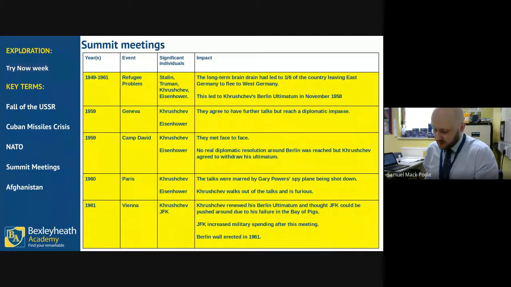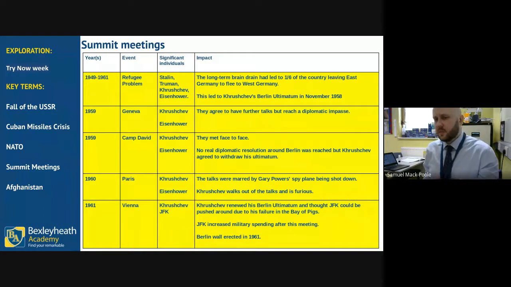Also, because the Bay of Pigs invasion failed, Khrushchev thinks JFK is quite weak. Now, JFK is not very happy with how that summit meeting went. And so he increased his military spending by $2 billion after that meeting. And because of the hostility in that meeting, the Berlin Wall was erected in 1961.